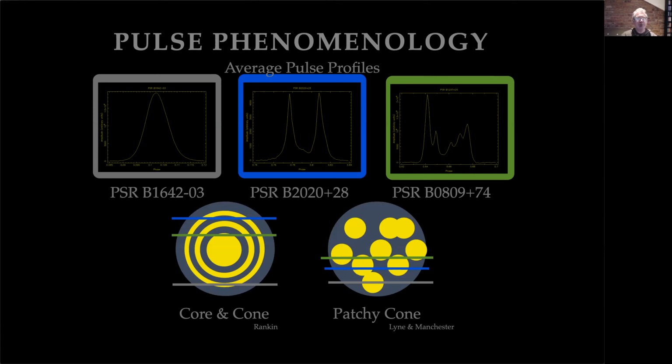So these are different pulse profiles that you can get from pulsars, and what we think the regions that are generating the radio emission might look like. It's fair to say that probably the core and cone model is considered to be more popular these days, but there are many caveats about which of these two models might be more appropriate.